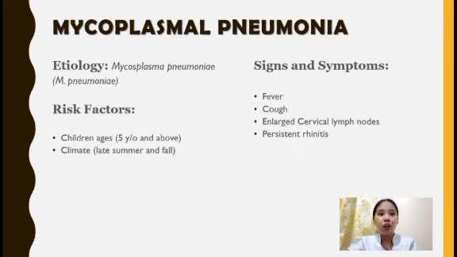Mycoplasmal pneumonia. The etiology or the causative agent is the Mycoplasma pneumoniae or the M. pneumoniae. This is a short rod lacking a cell wall. The risk factors: children ages 5 years old and above, and climate is also a risk factor, especially in late summer and fall. About the signs and symptoms, it may manifest fever, cough, large cervical lymph nodes, and persistent rhinitis.